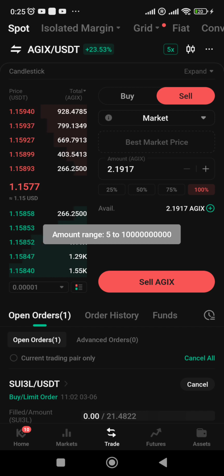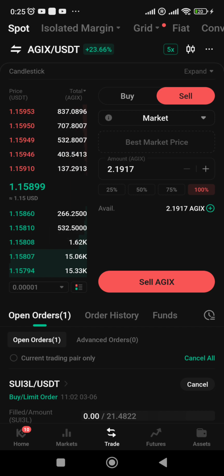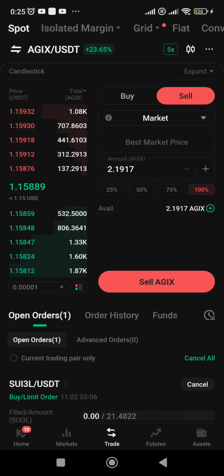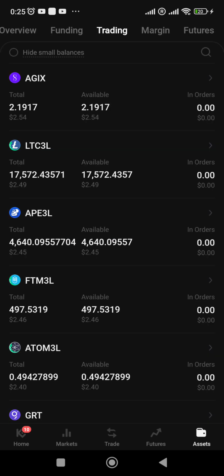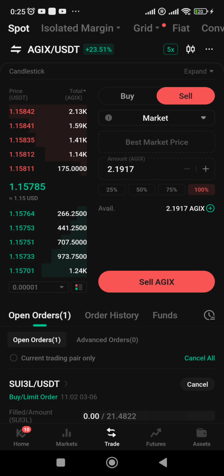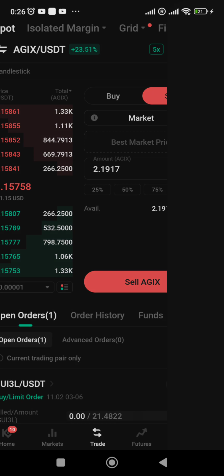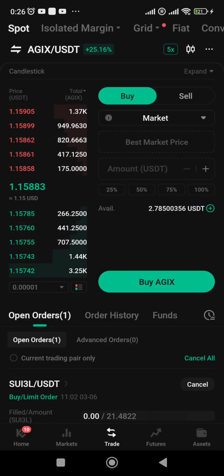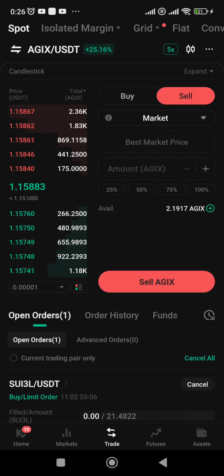It says the amount I can sell is at least 5 Agix. You see that amount range, 5 to like 100 million or something. And I only have 2.1917 units of Agix, even though it is worth 2.54 USDT. Now, I have 2 options. I can go here and click on convert. Or, before I go to that option, I can buy some more Agix so I can make it up to 5 and sell it.